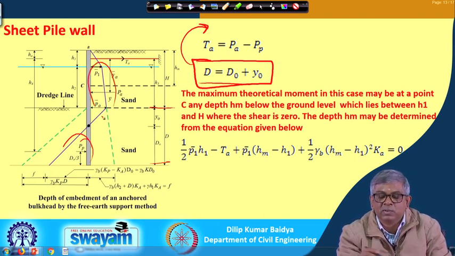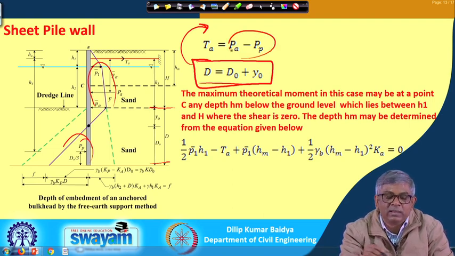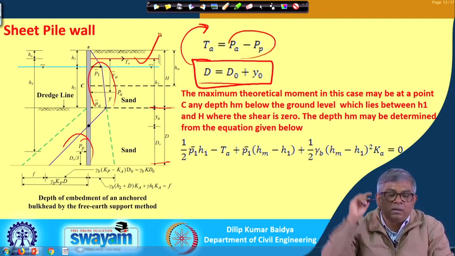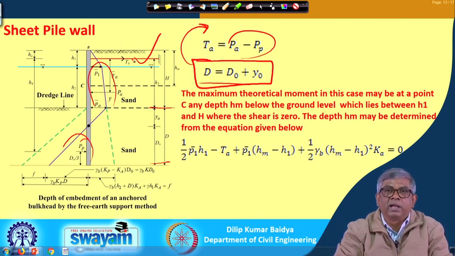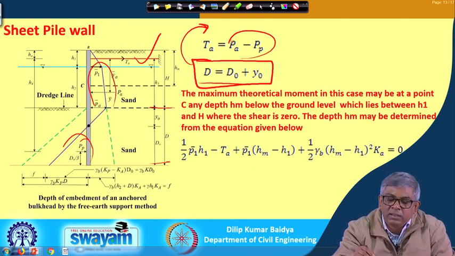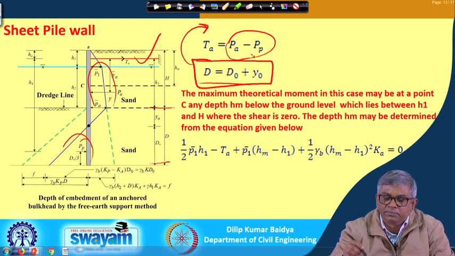So the difference of these two, P_a minus P_p, is nothing but the tension in the tie rod. Okay, so this way we can find out the force in the rod.